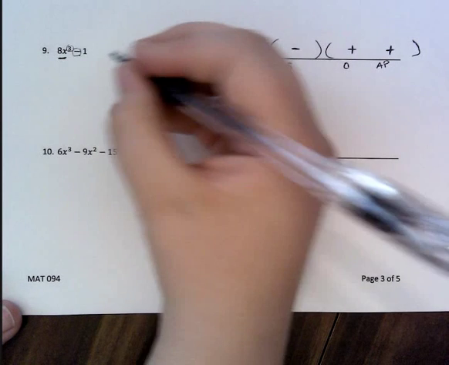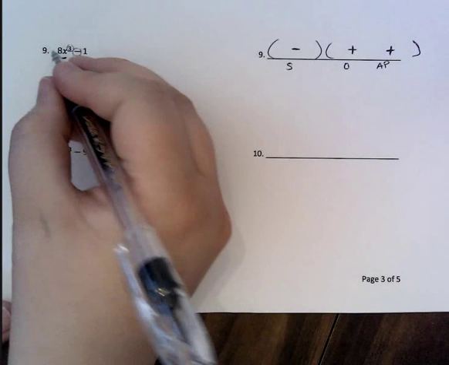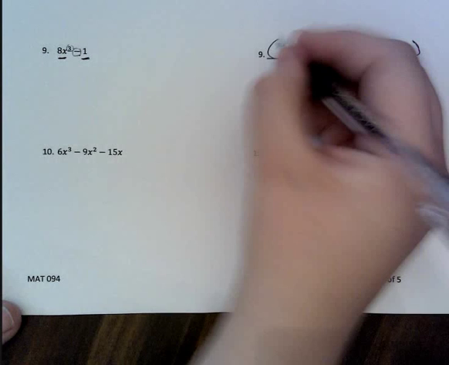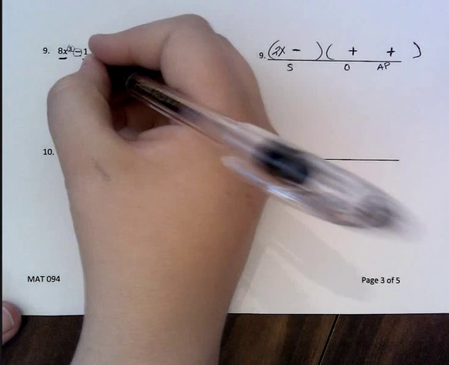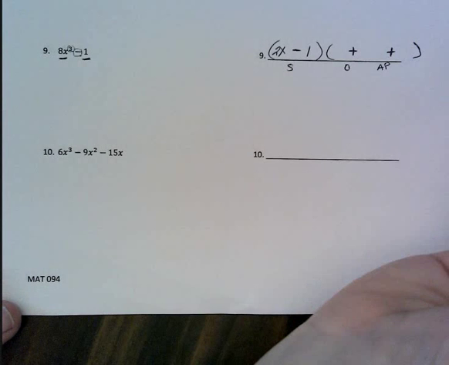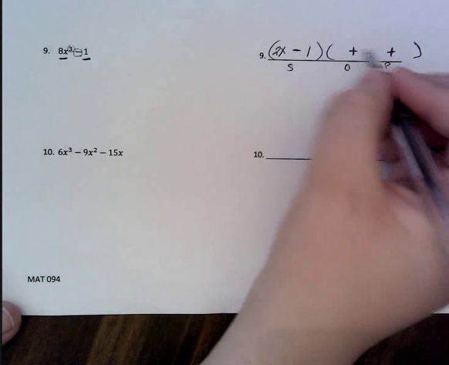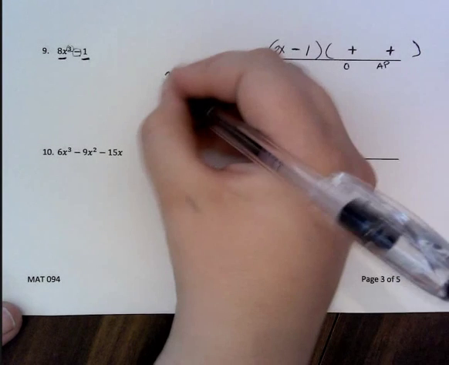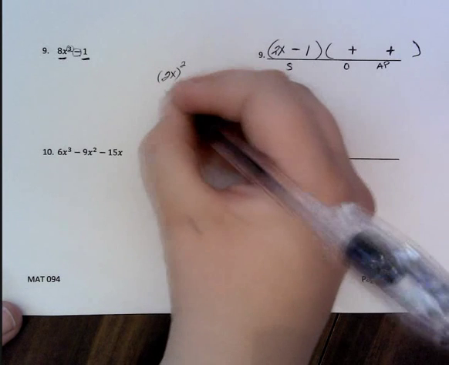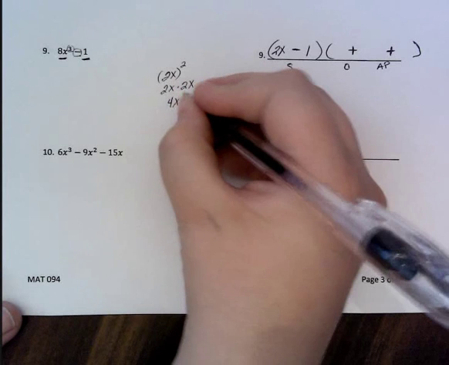So now you do cube root, cube root. So what times itself 3 times gives me 8x to the third? The answer is 2x. What times itself 3 times gives me 1? The answer is 1. So now you square, multiply, square. So you square that 2x, which means 2x times 2x, which is 4x squared.